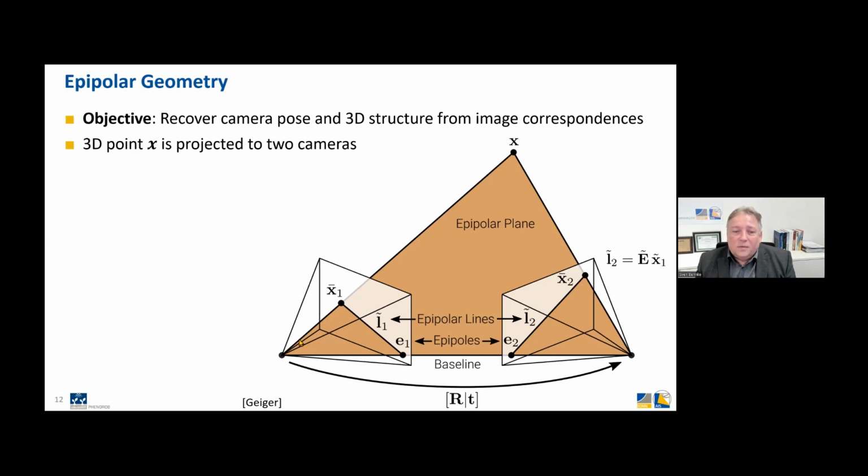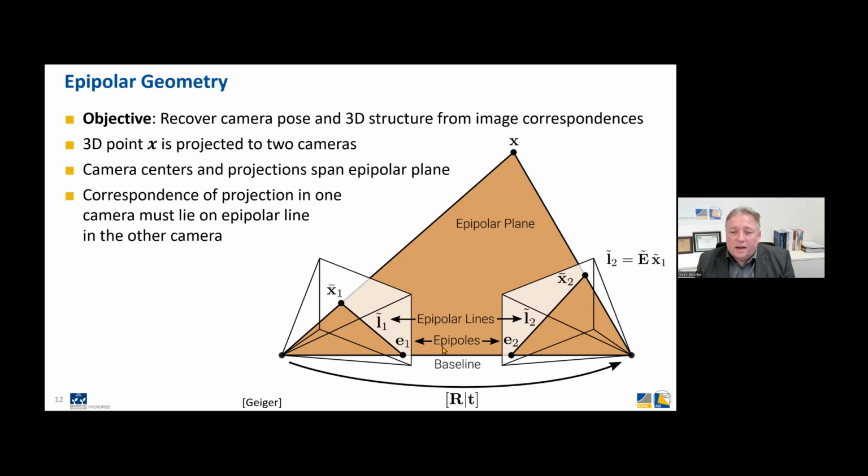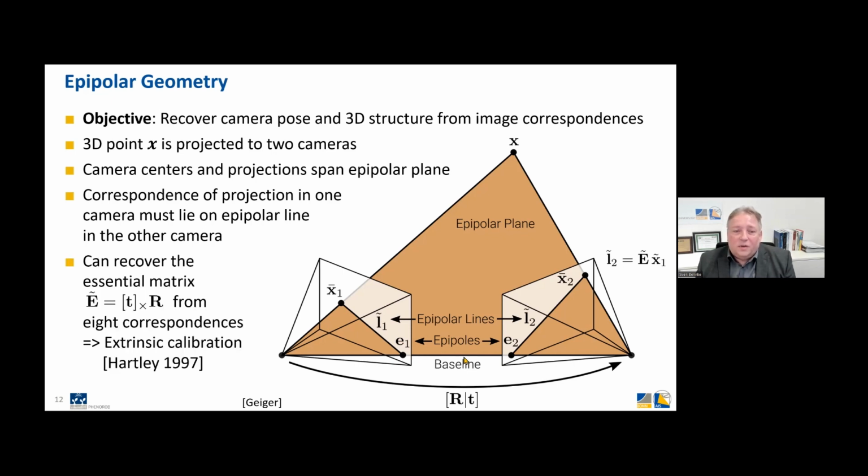So this point that we see in camera 1 is actually moving along this so-called epipolar line in camera 2, and vice versa. If we observe this point here, it's moving along this line, so that both lines span an epipolar plane, and we must find correspondences along these epipolar lines.